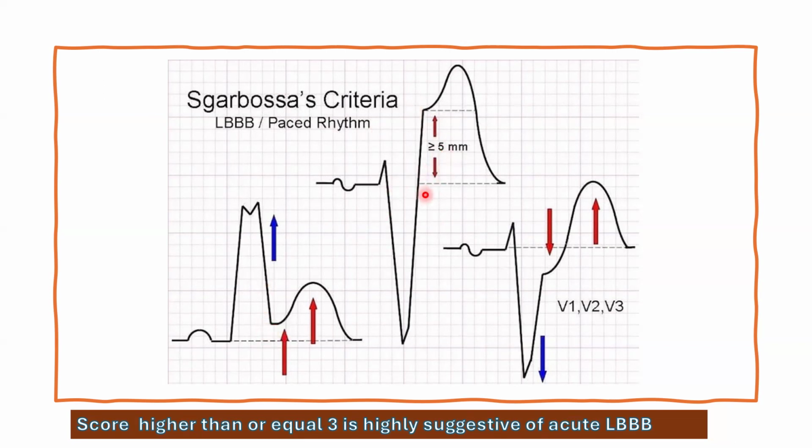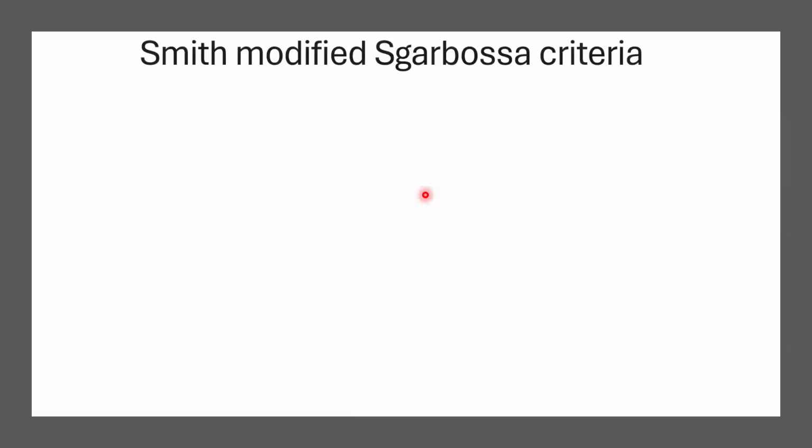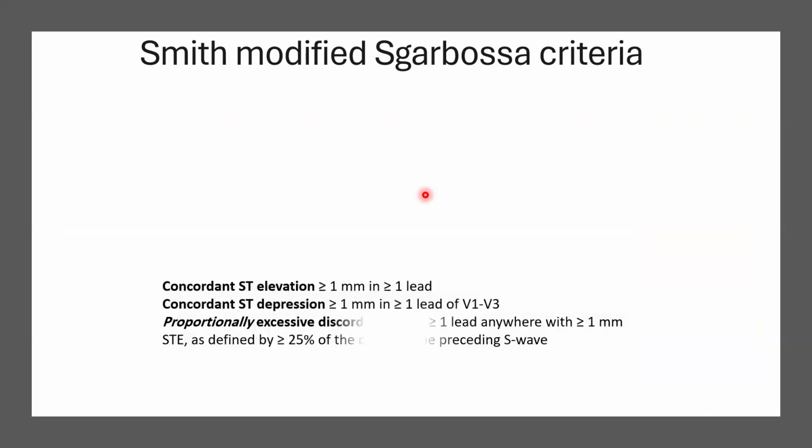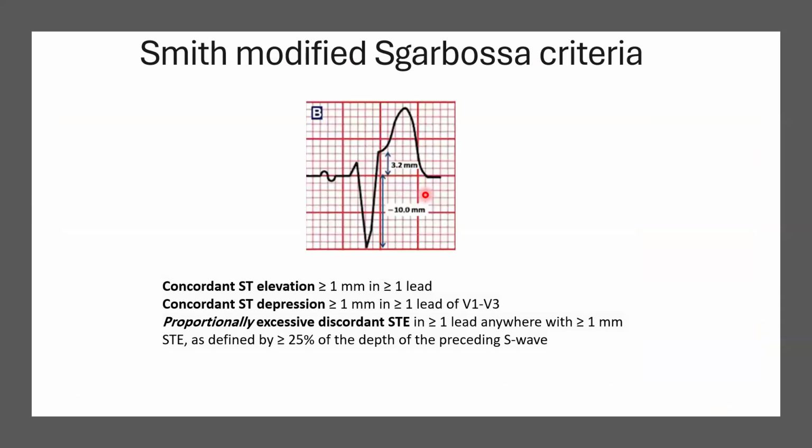As I mentioned before, a score of more than or equal to 3 is highly suggestive of acute left bundle branch block. Now we have another scientist called Smith, who modified these criteria a bit. Basically, it's the same criteria, but he modified the third one to be more accurate. Instead of saying that we have a discordant ST elevation of more than 5 millimeters, he says that if the ST elevation is more than 25% of the preceding S wave, then this is considered a positive Sgarbossa criterion, or Smith-modified Sgarbossa criteria.